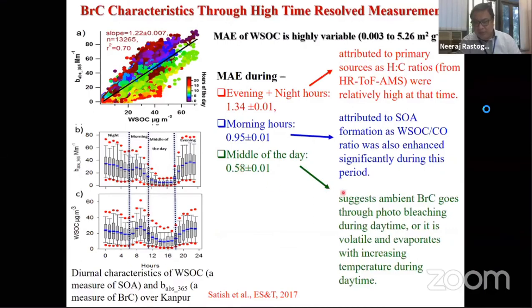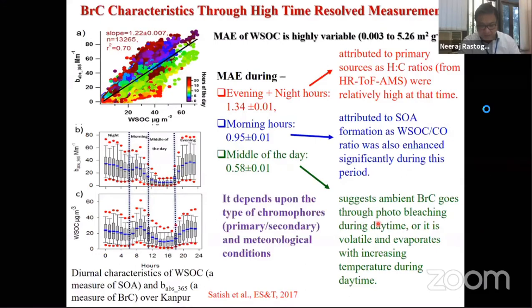And then during the middle of the day, we saw the minimum values, which suggests that BRC undergoes photobleaching during daytime, or it is volatile and evaporates with increasing temperature during the daytime. So overall, it depends on the type of chromophore present, which is primary or secondary, and meteorological conditions.